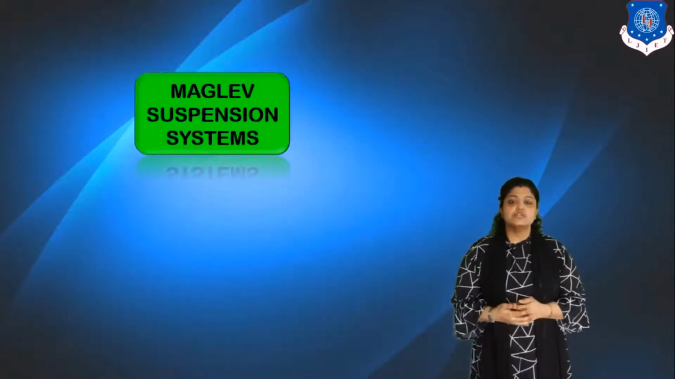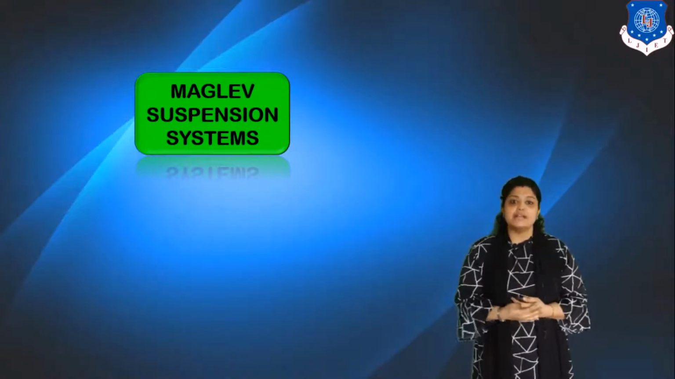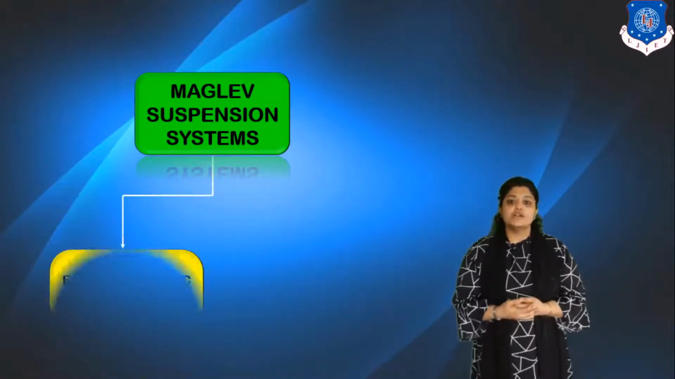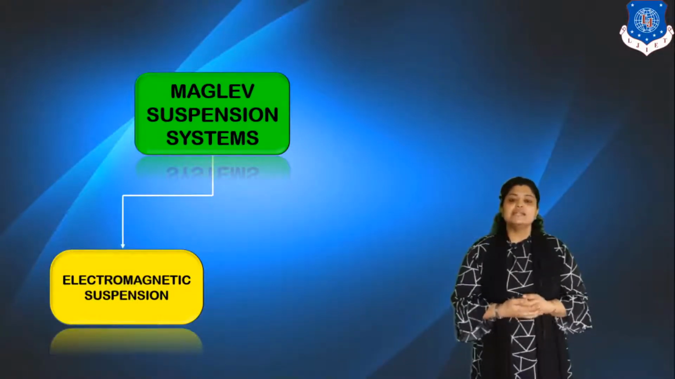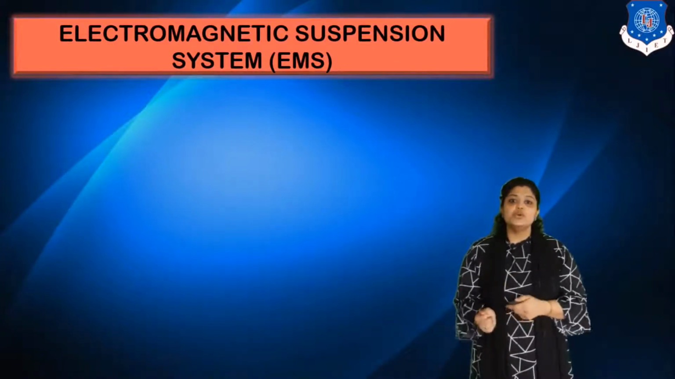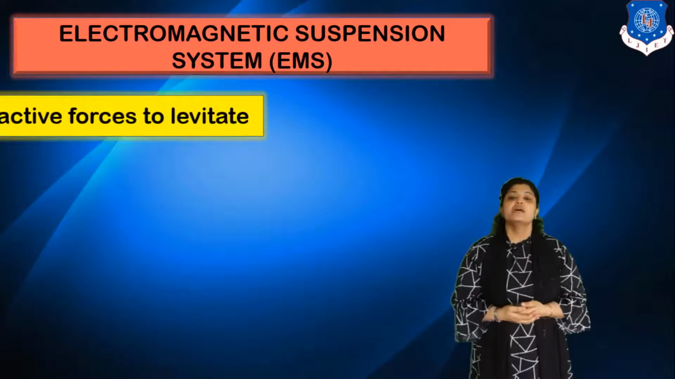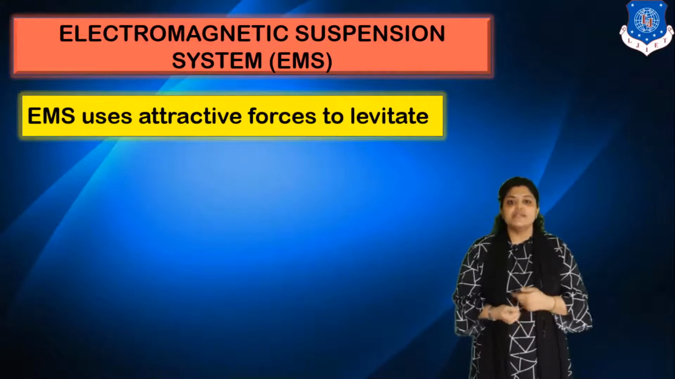Let's see the basic types of maglev systems. So the maglev suspension systems, you can say the types of maglev train. There are two basic systems which are employed in maglev suspension system. The first one of them is electromagnetic suspension. Let's see what electromagnetic suspension is. It is commonly known as EMS. Electromagnetic suspension system is a system which uses attractive forces to levitate.